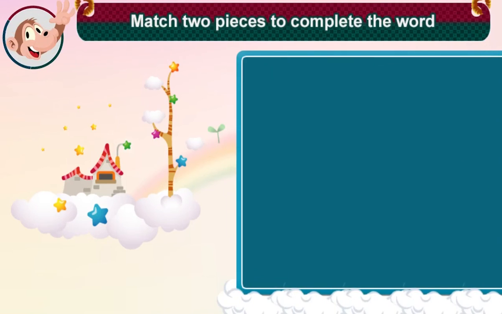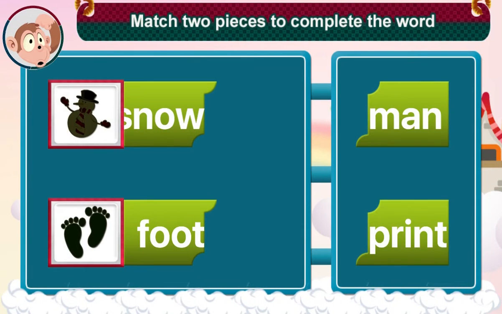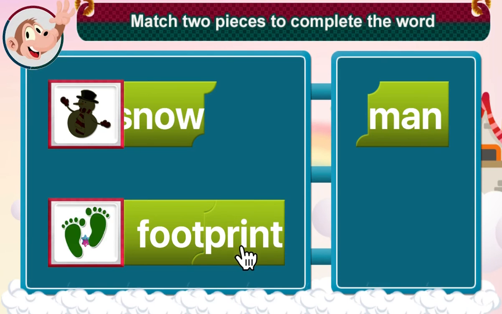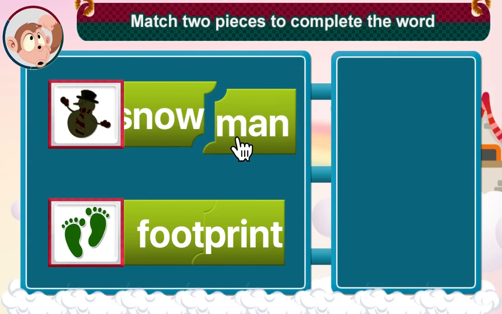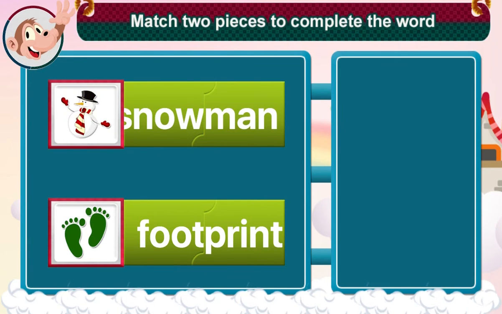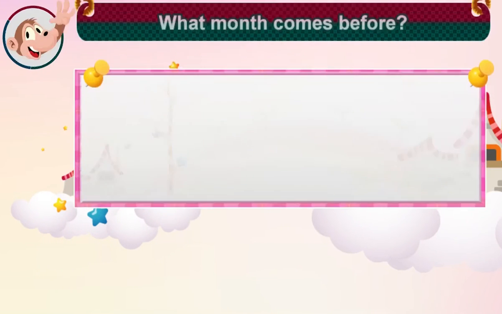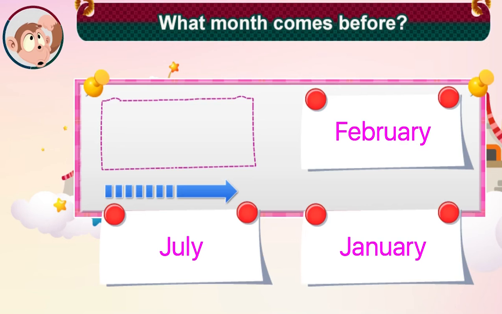Match two pieces to complete the word. Footprint. Snowman. What month comes before? July.